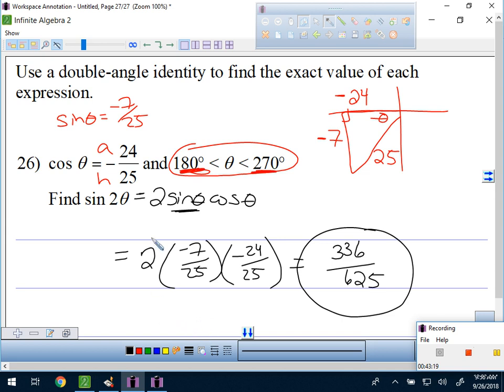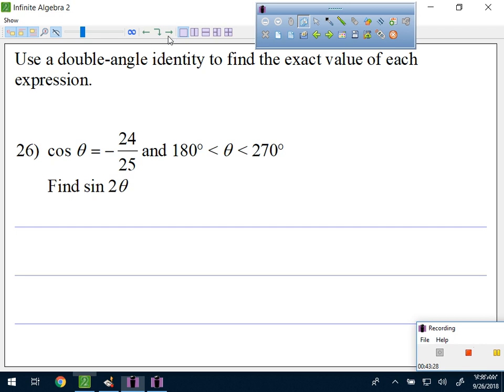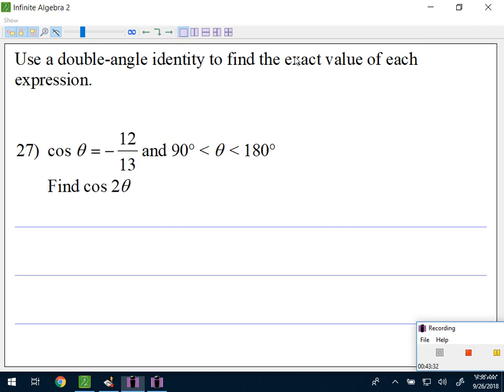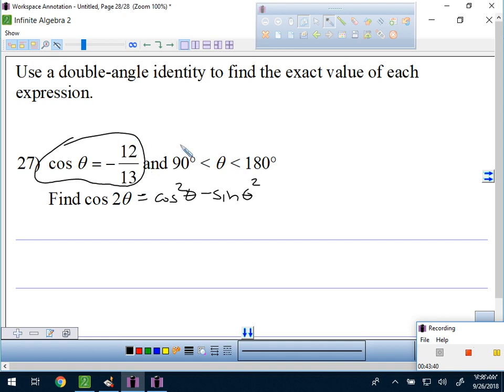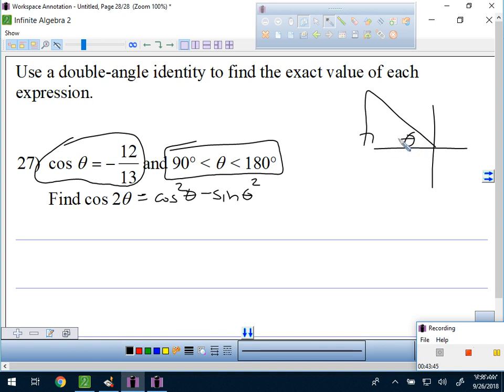All right, for 27, here's your problem. It wants you to find cosine of 2 theta. Again, you don't have to memorize the formula. Here's the formula for you. It's cosine squared minus sine squared. Again, I tell you that cosine is negative 12 over 13. I tell you where you're at. You're in quadrant 2. So there's my angle.